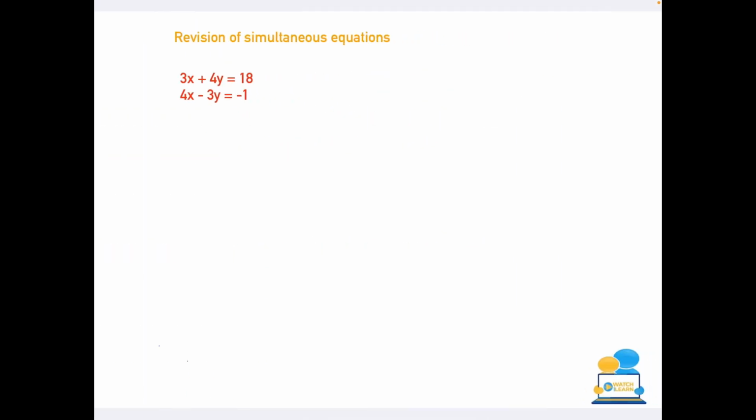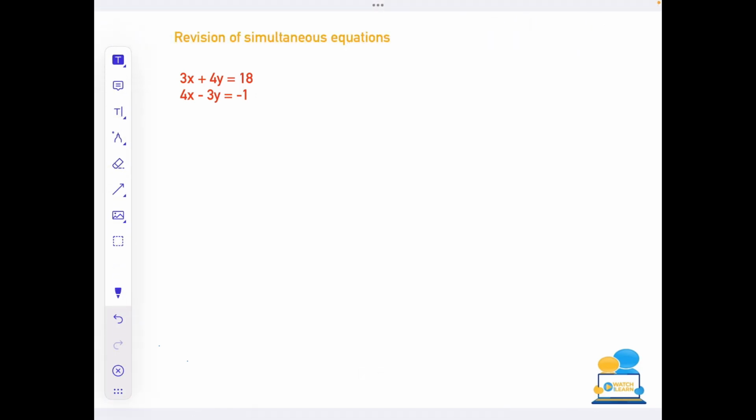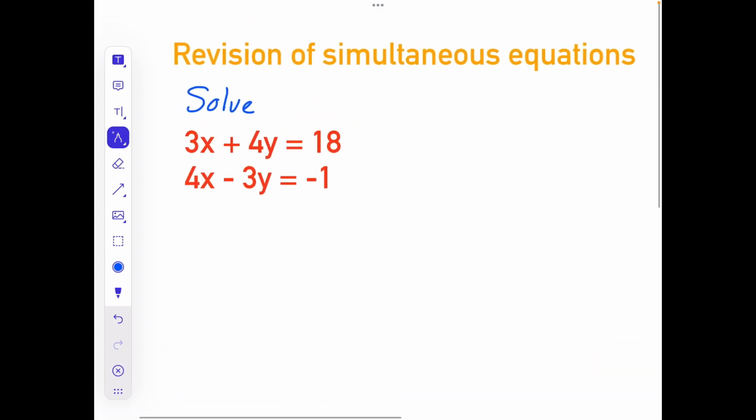Very quickly, this is how it would have come up in your Junior Cert. Here the question would say solve. By solve here we want x equal to something and y equal to something.